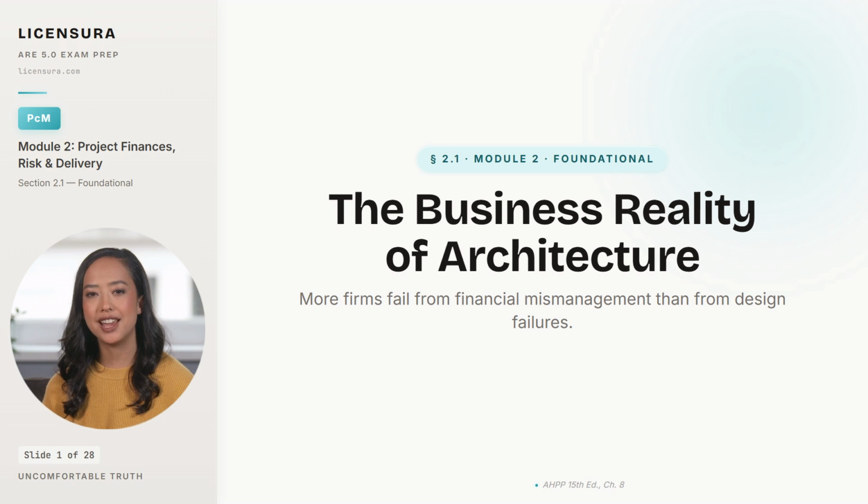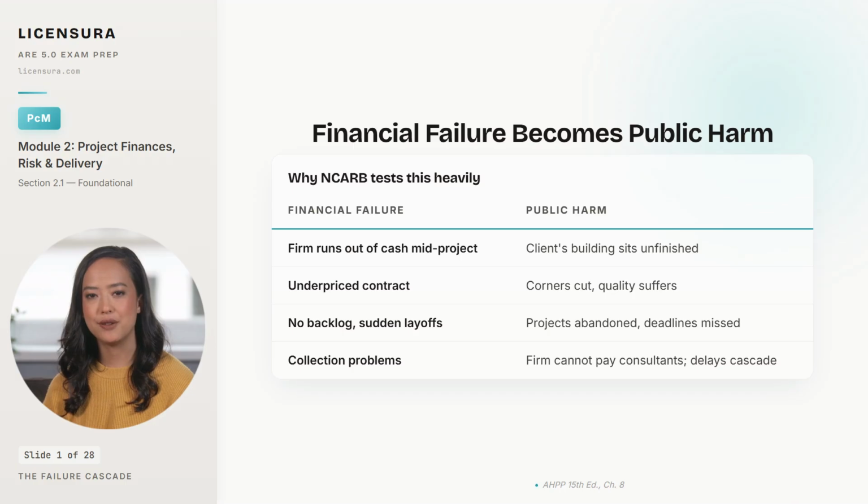Let me show you the cascade. What happens when an architect cannot read the financial side of the practice? Walk down the 4 failure modes on the left side and notice the public harm consequence on the right.